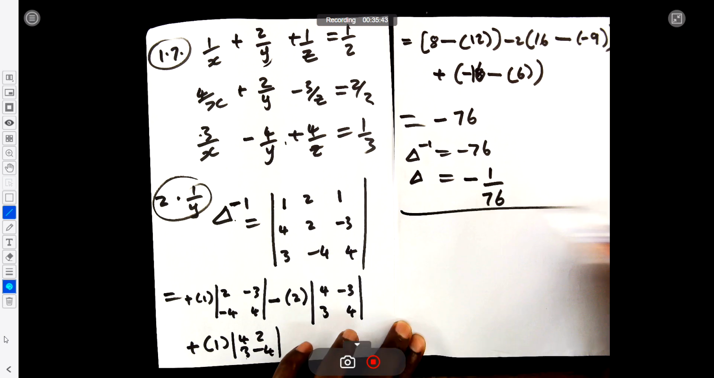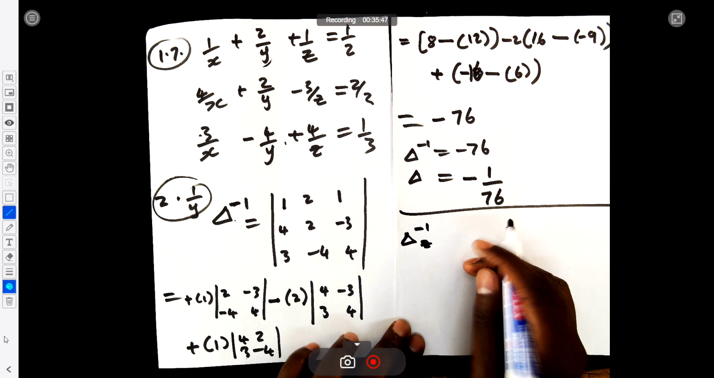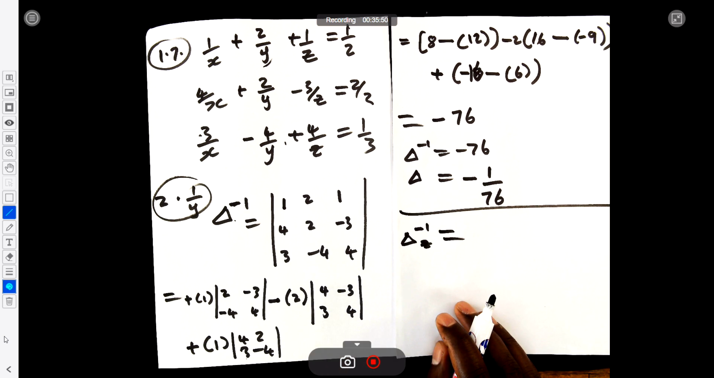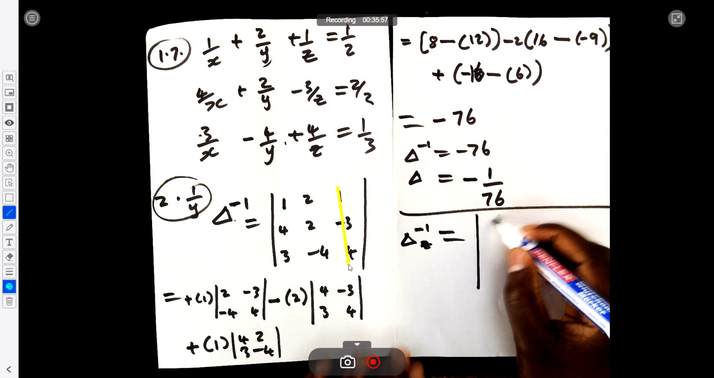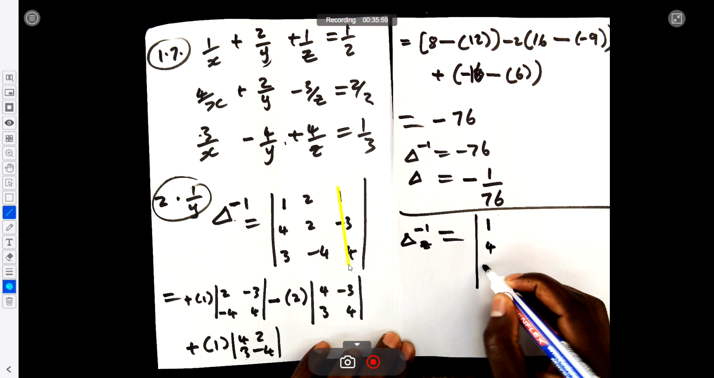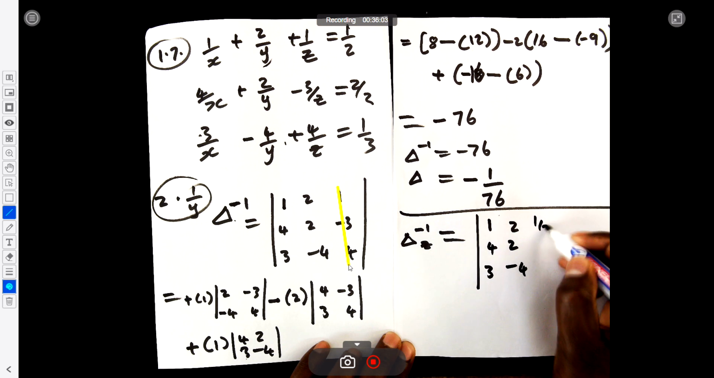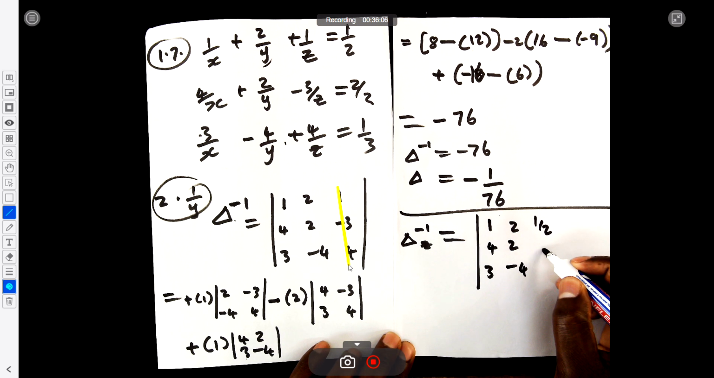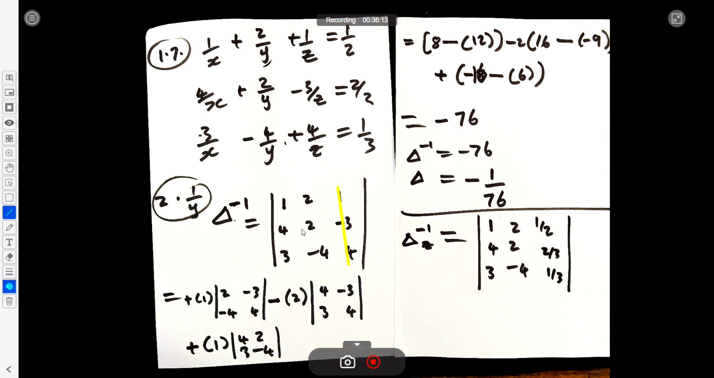So you're going to do the same thing when you're solving for z. It is the delta of z, which is going to be equals to. We are going to replace now the column which consists of z. That's the last column. Which elements are you going to use? 2, negative 4. So I'm going to use 1 over 2 and, so it was 2 over 3, no? And 1 over 3. The evaluation is still the same. We can continue with it from there.